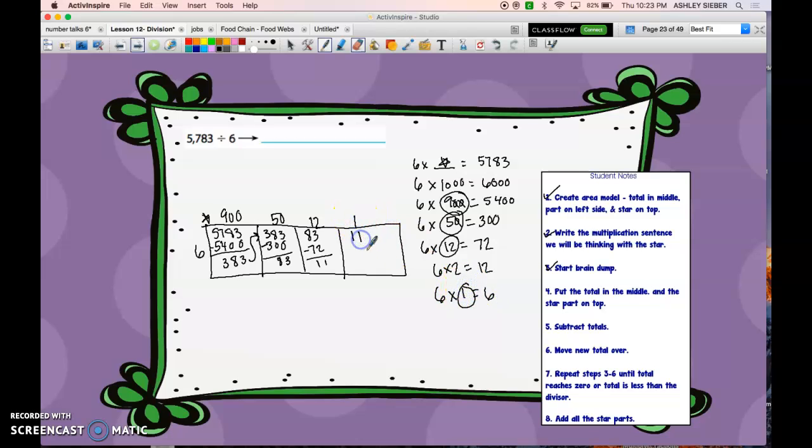Oop, forgot to move my total over. And I'm going to subtract 6, and I have 5 left over. 5 is less than 6, so my remainder is going to be 5. Go ahead and put that up there so I don't forget. And now I just have to add my star parts. 900 plus 50 plus 12 plus 1. Well, 12 and 1 is 13. And 50 and 13 is 63. And then add my 900 in, I get 963, remainder 5.